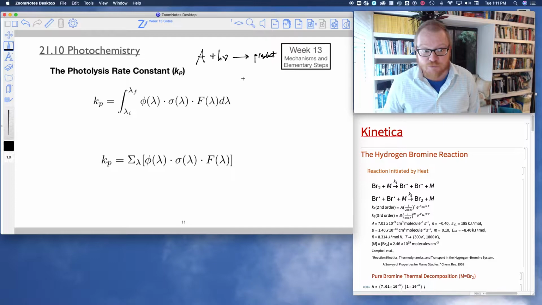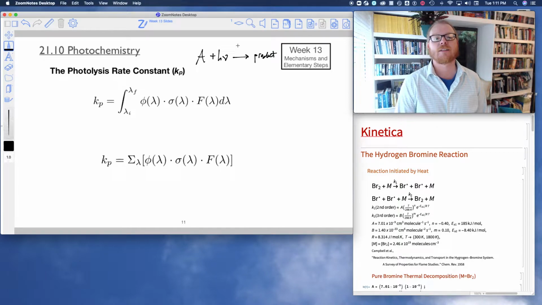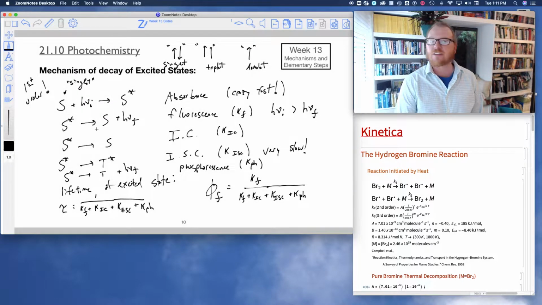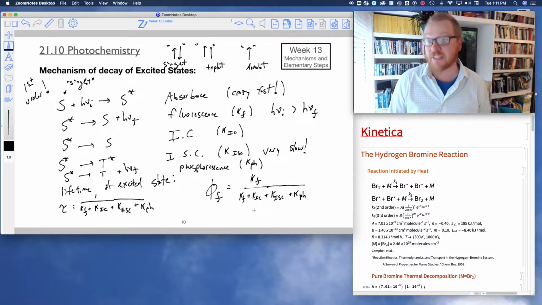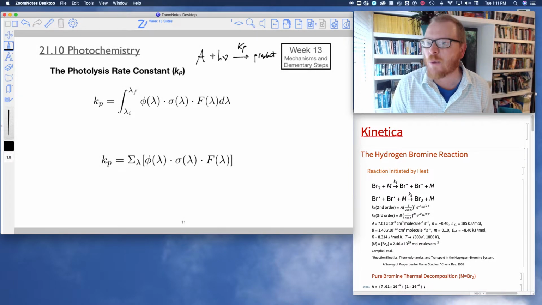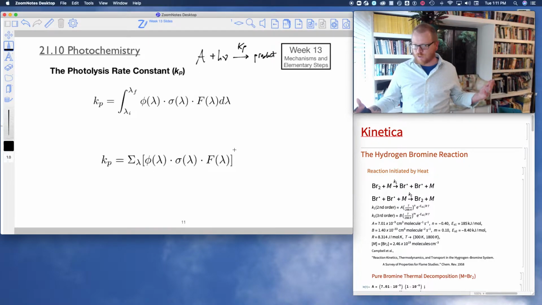And there's all kinds of possibilities that that excited state can do, including going on to form a product. Okay, and for that specific process, we call that Kp for photolysis rate constant. And as it turns out, this is more often than not the rate determining step. So all of these other decay mechanisms for excited states are very fast. They're incredibly fast compared to chemistry. That's why we often only really think about the photolysis rate constant, Kp.